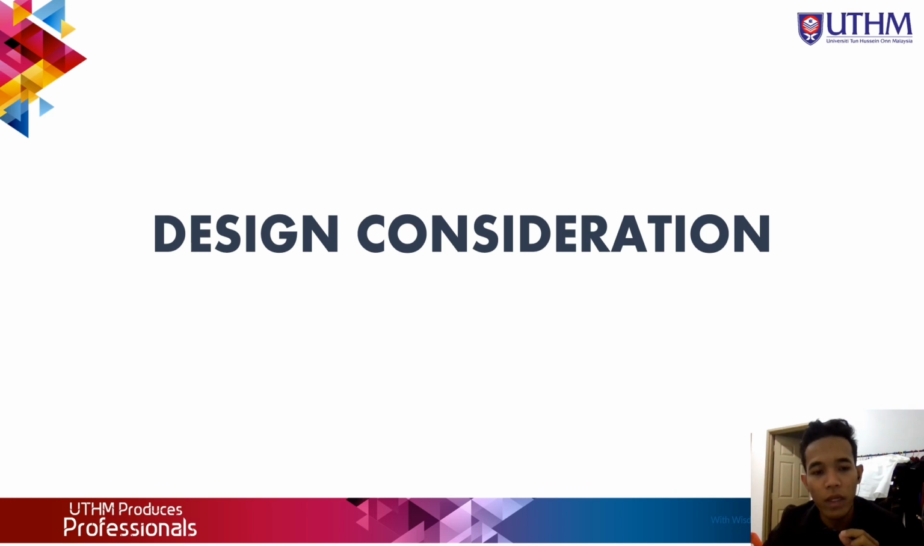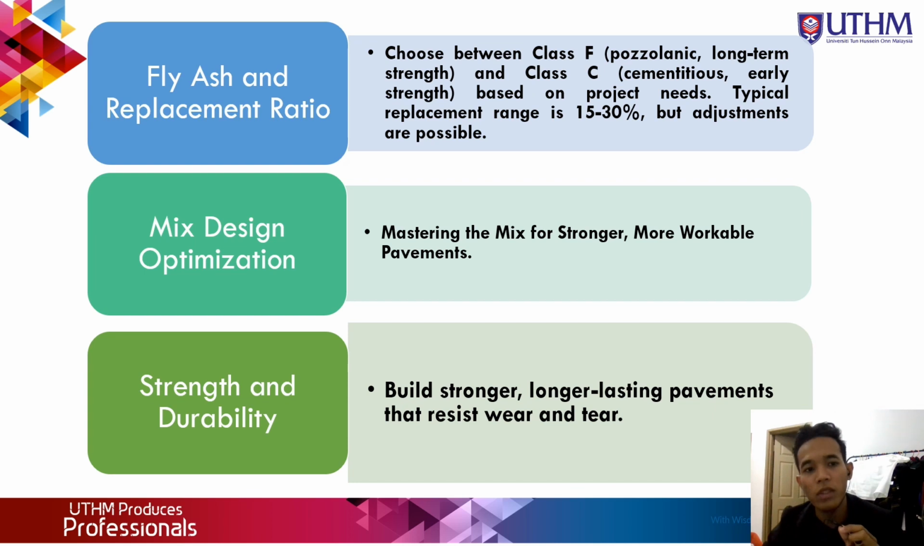First of all, I will explain the design considerations, which consist of five considerations that we need to take care of before we choose fly ash as a pavement material. The first consideration is the fly ash replacement ratio, where we need to choose between Class F and Class C. Class F is, for example, pozzolanic, which is for long-term strength, and Class C is cementitious, which is for early strength. The typical replacement range is 15 to 30%, but adjustments are possible.